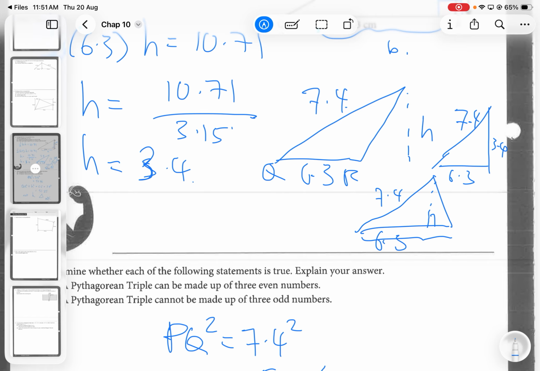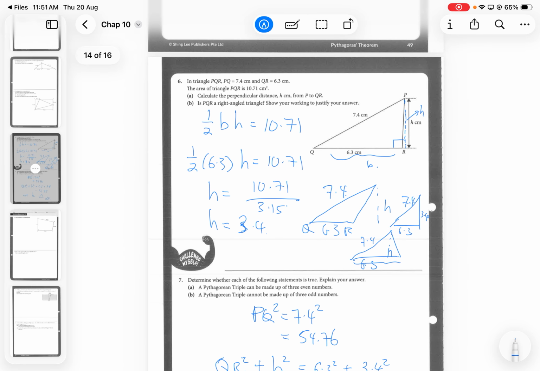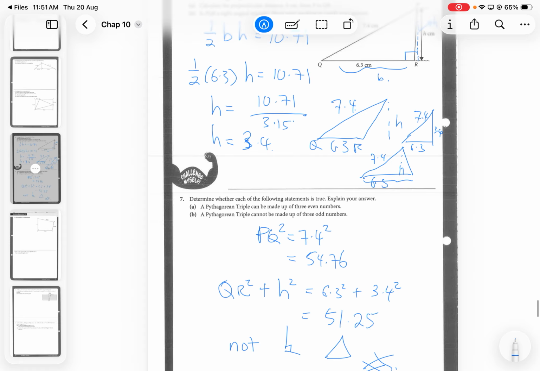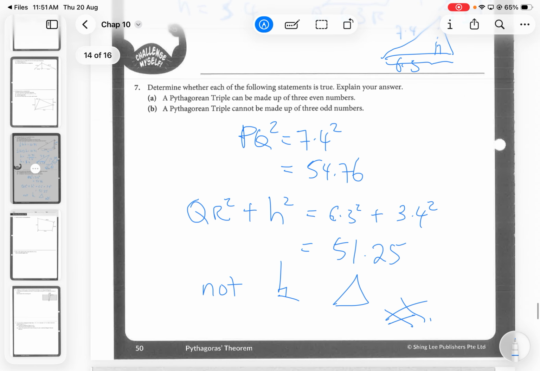Okay? But I am very sure it is not this one, because if it is this one, your sides already give you a right angle triangle. Okay, so PQR is not a right angle triangle. The most important point is to write the values separately.